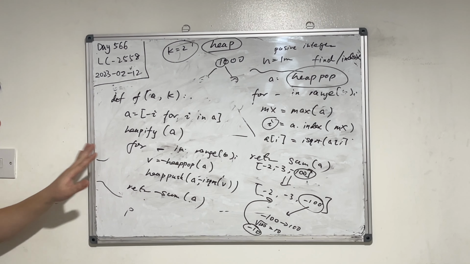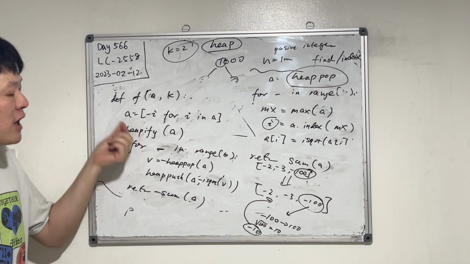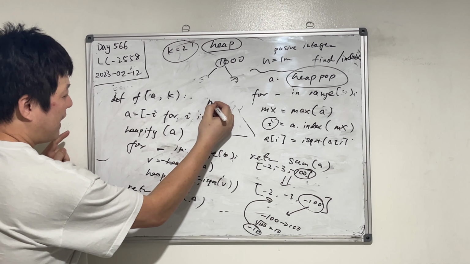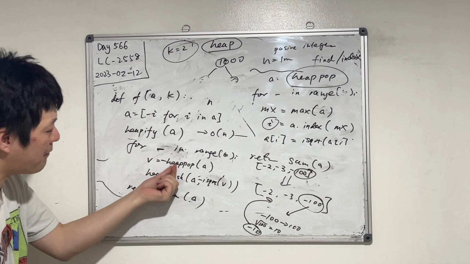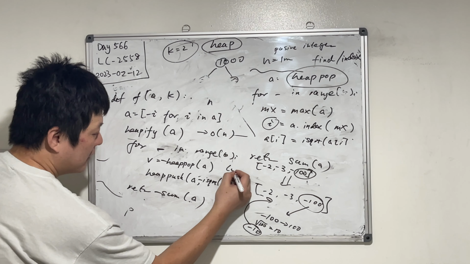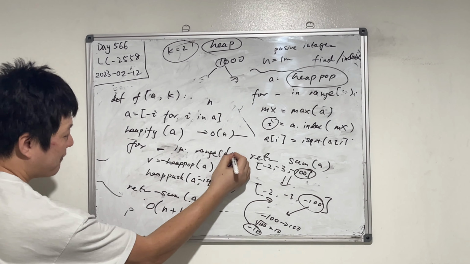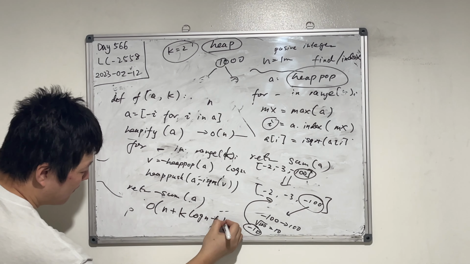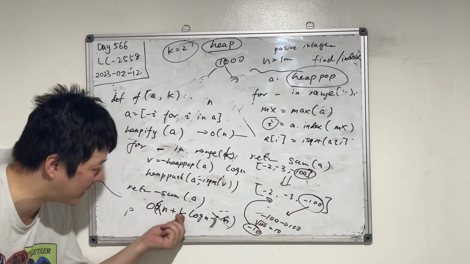Okay, time complexity. Heapify, okay? The key thing about the complexity here is the heapify. If we are making a heap directly by giving it a list of n elements, the time complexity of heapify is O(n). The time complexity of pop and push is log n. So the time complexity is O(n) plus k times log n, and then plus this sum, which is O(n). Drop the constant. So the time complexity is O(n) plus k times log n.